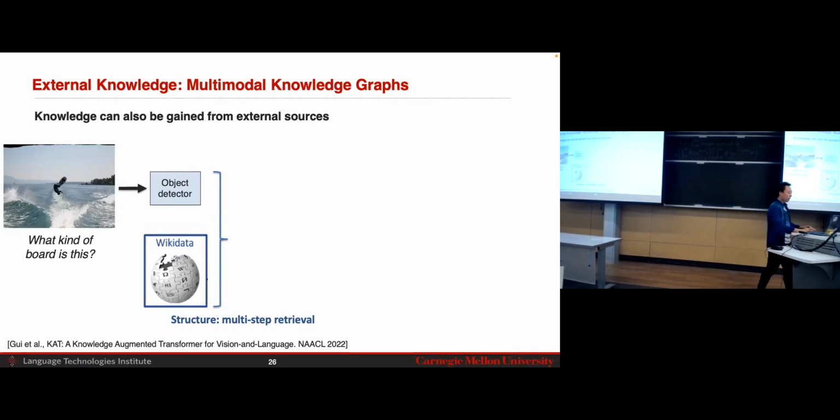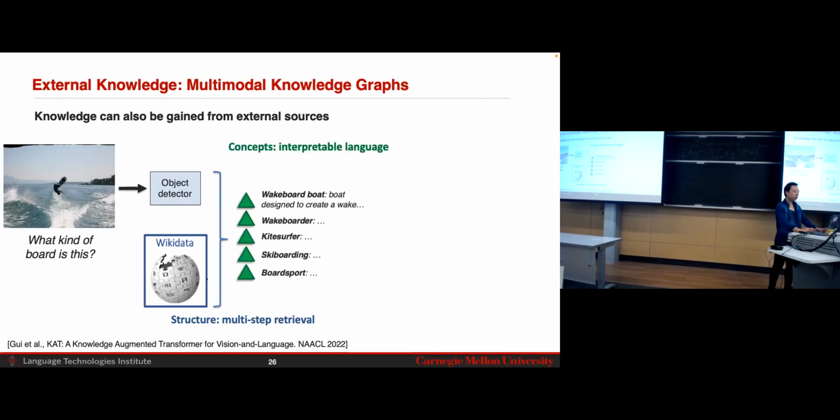And you can do this multiple times. The first time you can detect an object, it may be something like a wakeboard boat. And Wikipedia tells you that's a boat designed to create a wake. Then you might be curious, what's a wake? You can search on Wikipedia for wake and wakeboarder, and that tells you more about the types of people who perform these sports and what the rules of these sports are. You can also detect some other types of similar water sports like kite surfing, skiboarding, and boardsailing.